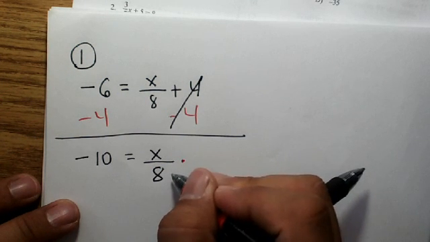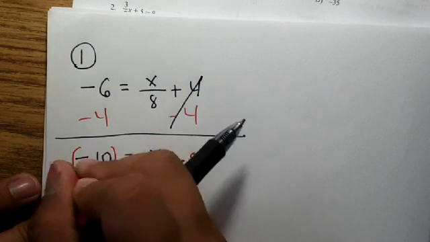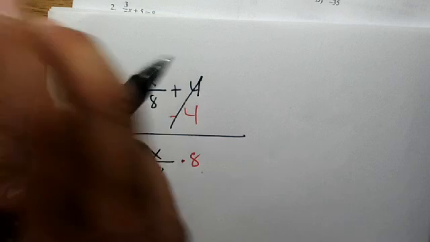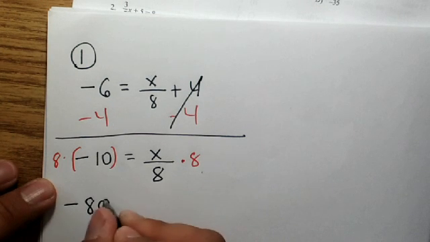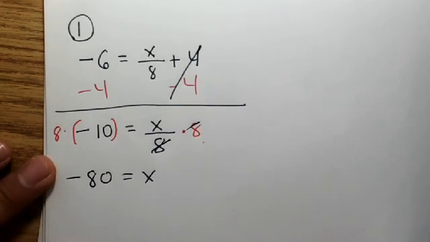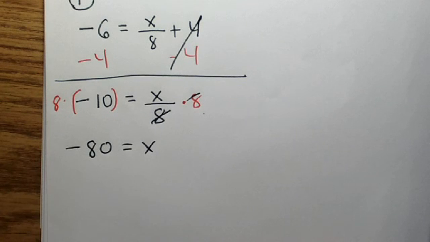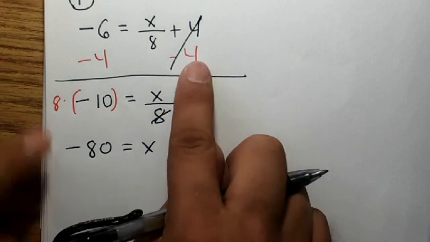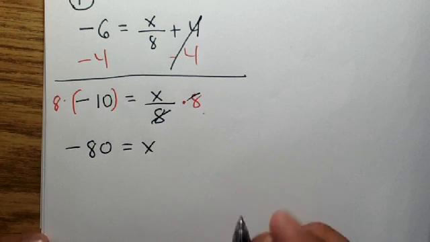Very good. So what's the opposite of dividing by 8? Multiply by 8. Excellent job, little wizards. 8 times negative 10 is negative 80. That would equal x. Very good. Y'all see that? So you first subtract and then you multiply. Is that clear? Yes. Be careful with the next one.